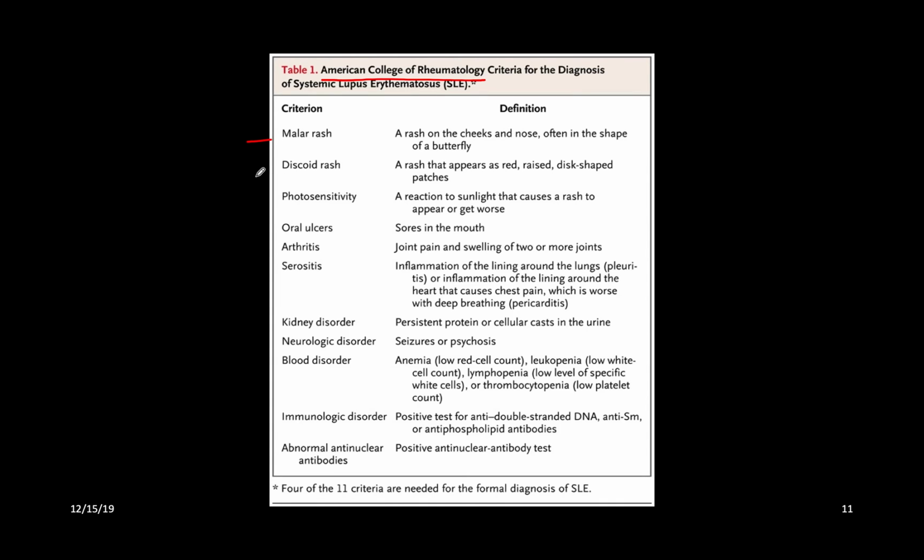So the classic malar and discoid rashes, photosensitivity, oral ulcers, arthritis, serositis, so our pleuritis or pericarditis, some sort of kidney disorder, looking for red blood cells, protein in the urine, seizure, psychosis, and then looking for anemia, leukopenia, lymphopenia, thrombocytopenia. Any of those qualifies as one of our criteria. In terms of lab testing, we need to see double-stranded DNA, anti-Smith or anti-phospholipid antibodies, and abnormal ANAs. So a positive ANA can be one of those criteria. So you really just need 4 of these to go ahead and diagnose SLE.